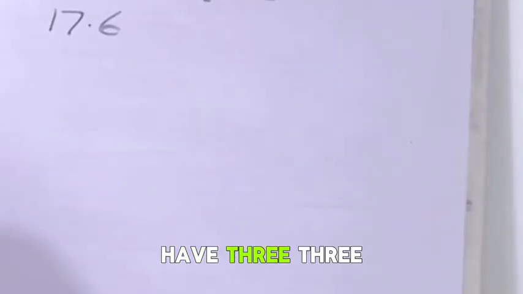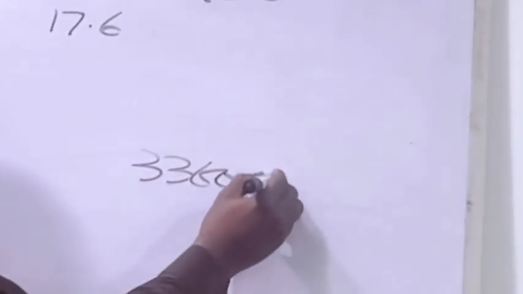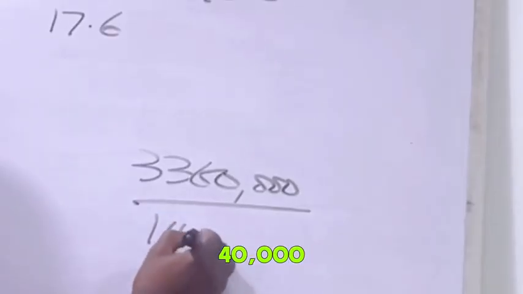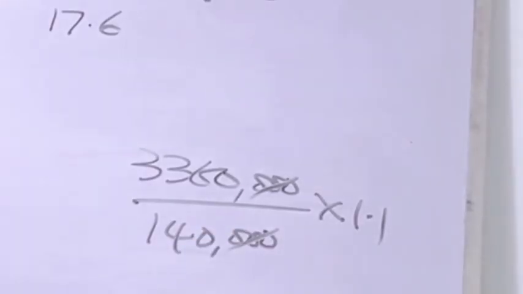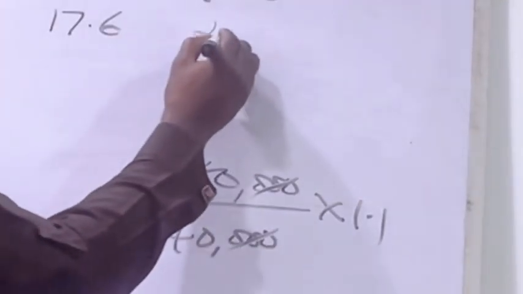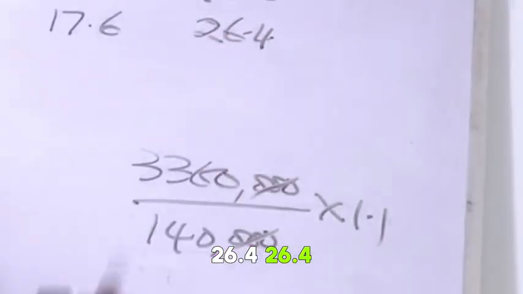For B, we have 3,360 all over 140,000, multiplied by 1.1. So we say 3,360 divided by 140, we have 24, times 1.1. We have 26.4. Good. So we are done for direct labor.